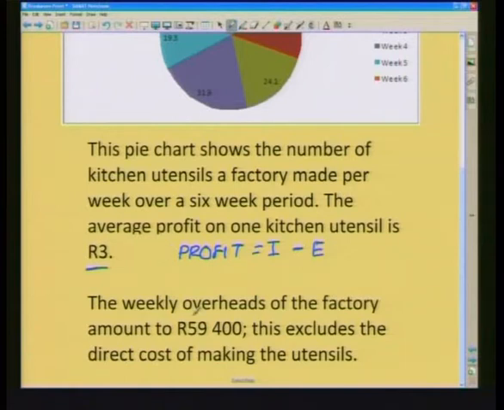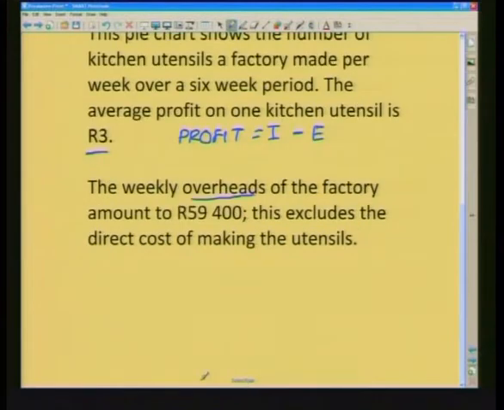The weekly overheads. Now, an overhead is sort of a fixed cost. So it's what you have to pay every week, in this case, for this factory to run. Okay, so it's costs that you cannot avoid. The weekly overheads of the factory amount to 59,400. And this excludes any direct cost of making the utensil. So we're not taking into account what it's going to cost to make the utensil. We are saying just in order for this factory to operate, they need to have an amount of 59,400 rand.